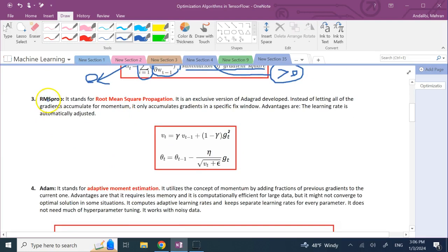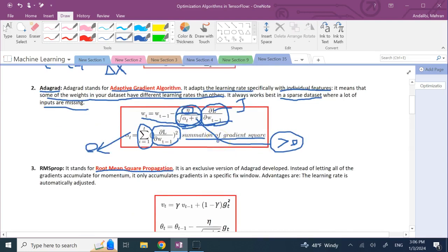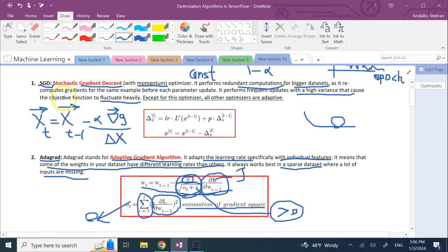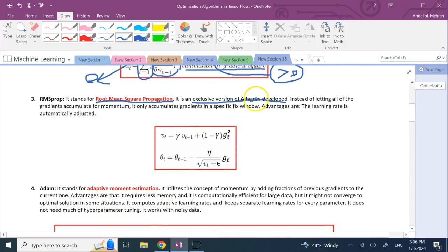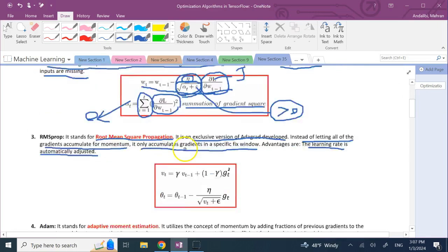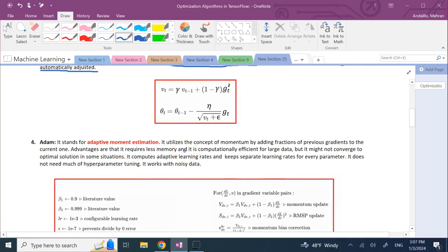Another method we have is called RMSProp, or root mean square propagation. So root mean square propagation is an extended version of Adagrad. So we just saw Adagrad. Now this is another version of Adagrad. And instead of letting all of the gradients accumulate, it only accumulates gradient in a specific window. The good thing is, of course, the learning rate is adjusted automatically. And if you look here, your parameter update theta here is the same as W in the previous one. The reason these notations are all different is because I got them from different sources. So each one has their own notation.